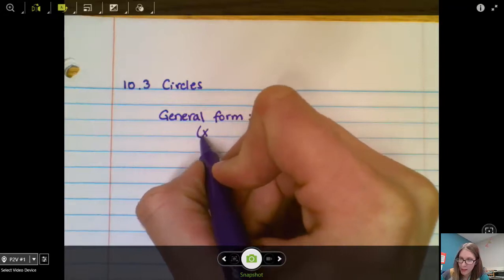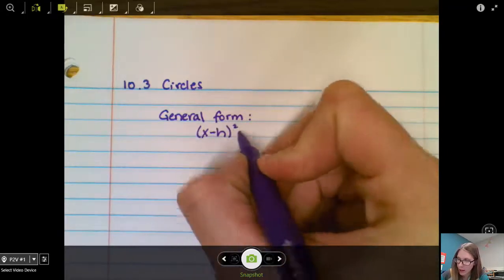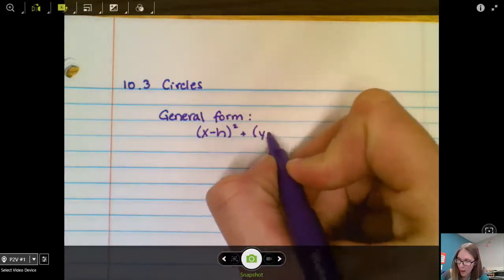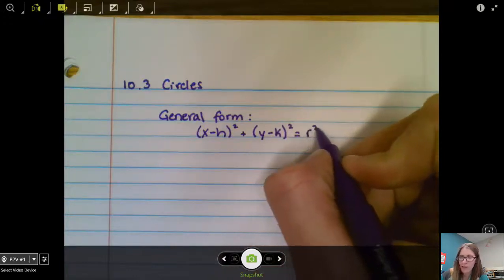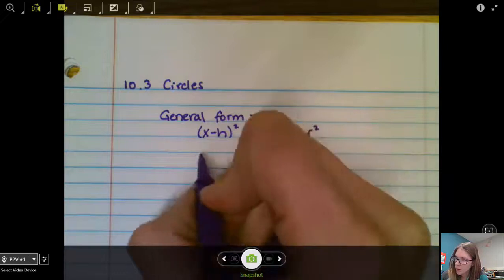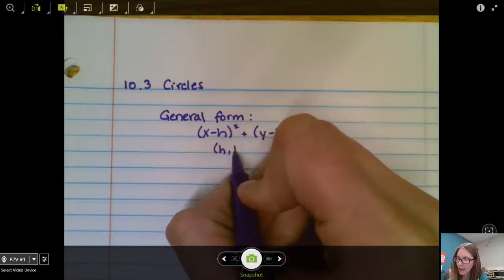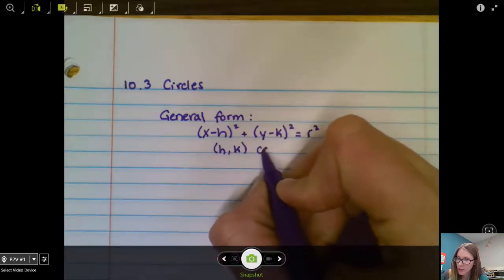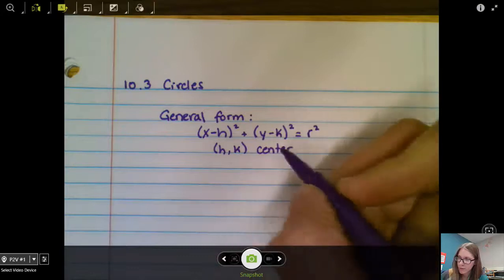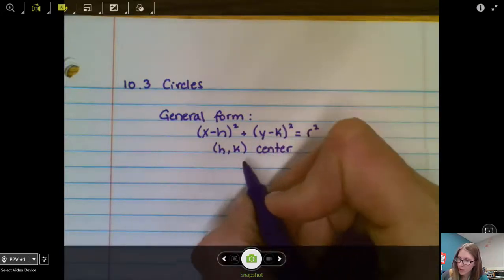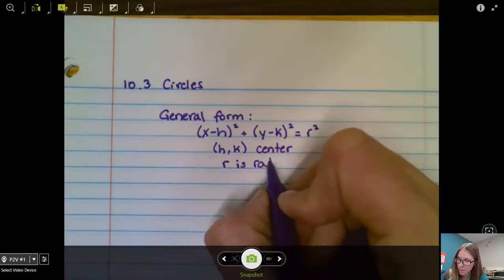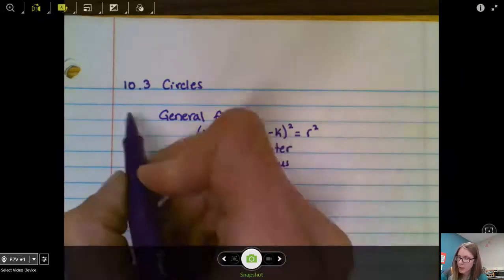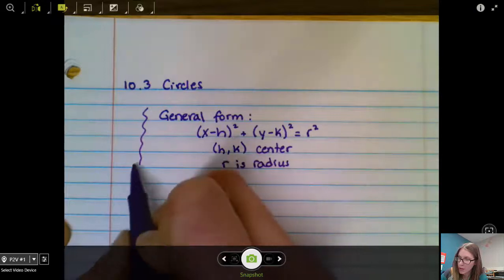is (x minus h) squared plus (y minus k) squared equals r squared, where h and k tell you the center of the circle and r is the radius. Okay, so that's our general information about circles.